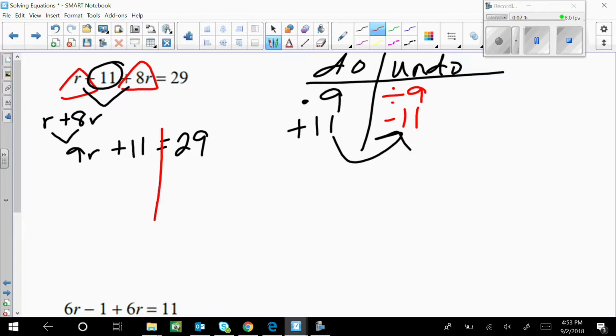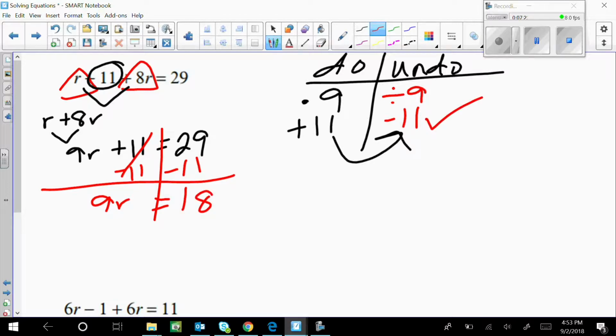I have my wall. First thing I do is minus 11. Whatever I do to one side, I have to do to the other. So I have 9r equals 18. Then I'm going to divide both sides by 9.